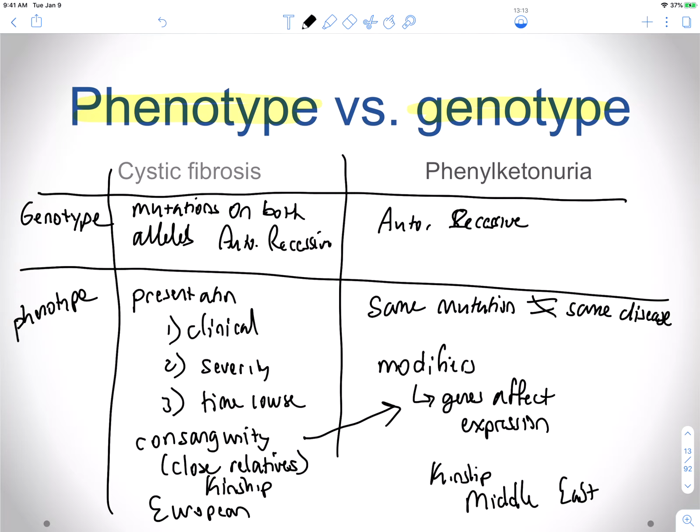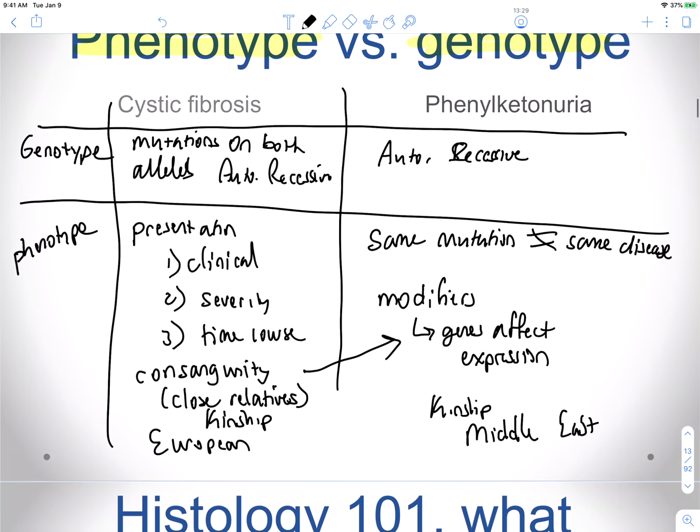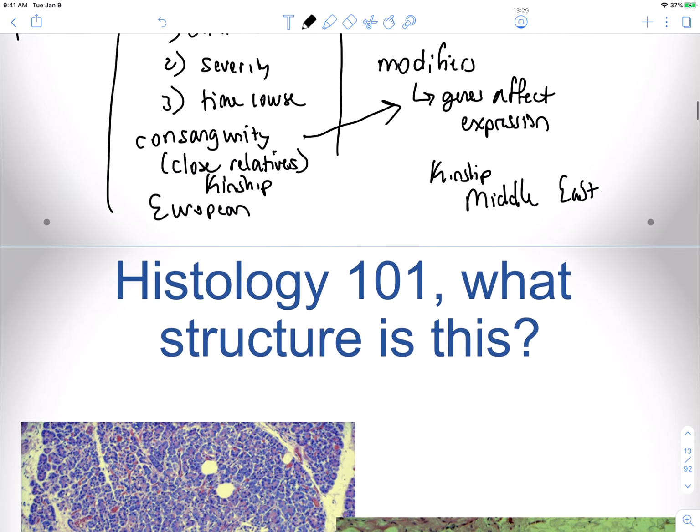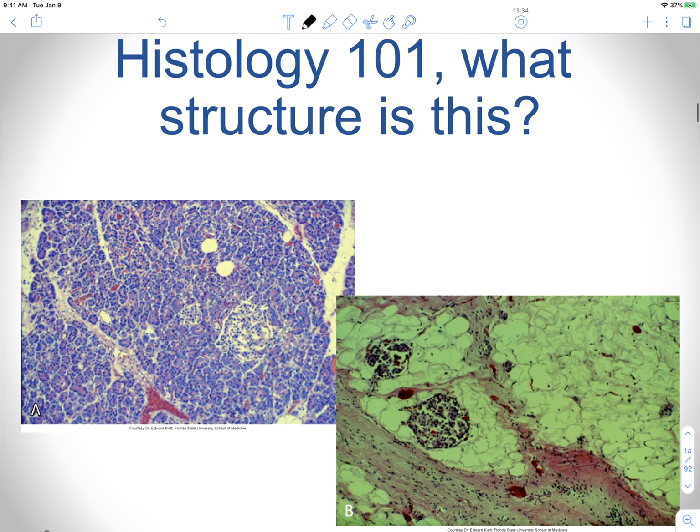So there are two different diseases that evolved in two different areas of the world, and they both have similar aspects to them, especially with respect to consanguinity, because they're both going to be autosomal recessive. And so autosomal recessive traits are very rare unless there is some form of consanguinity.